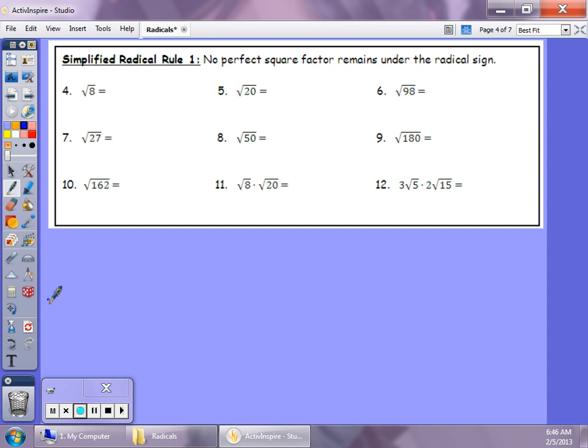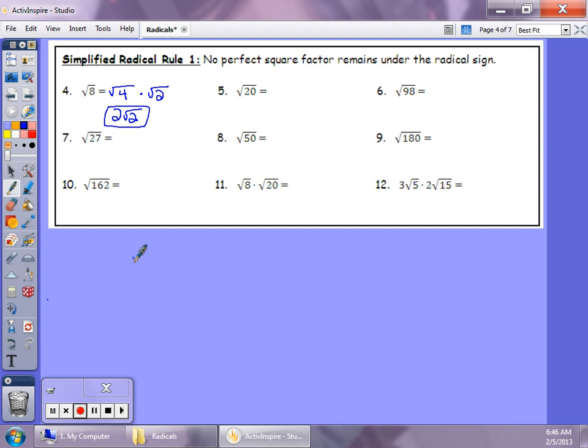If we look at root 8, we know that root 8 has a perfect square factor of 4, and 4 times 2 also gives me 8. So I'm going to simplify root 4 into 2. So our simplified exact answer is 2 root 2.